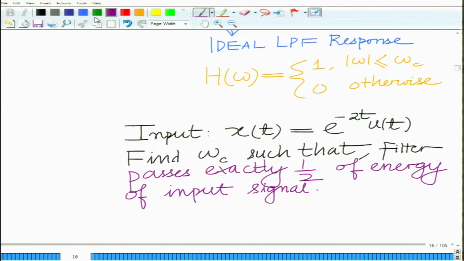given input signal. So, the point is, we want to find omega c such that the ideal LPF allows exactly half, that is, the energy of the output signal should be half of the energy of the input signal, e raised to minus 2t u of t. This is our filter design problem, and we can approach it as follows.